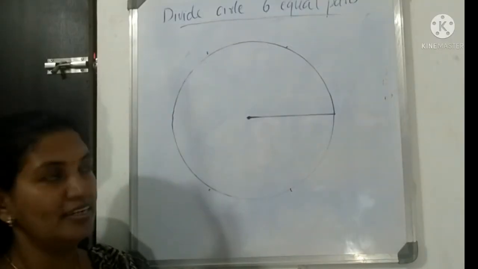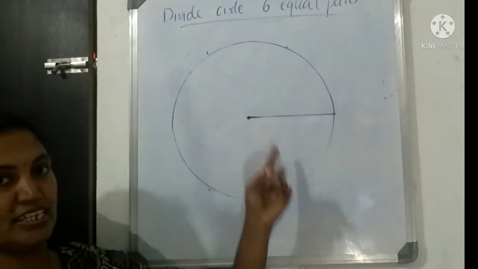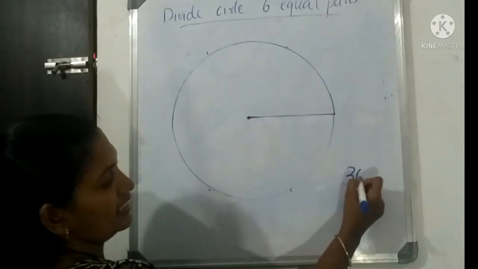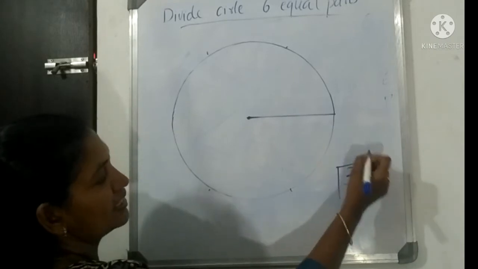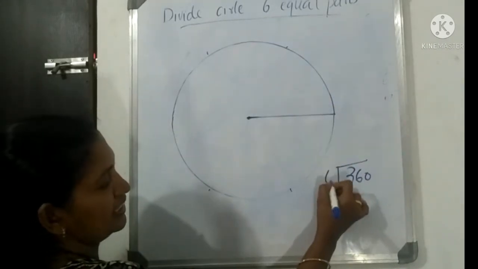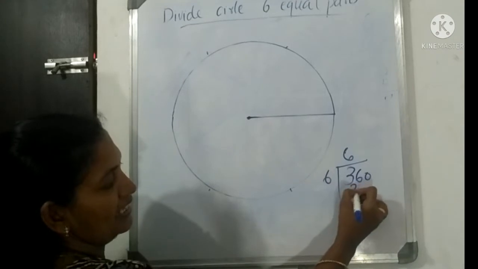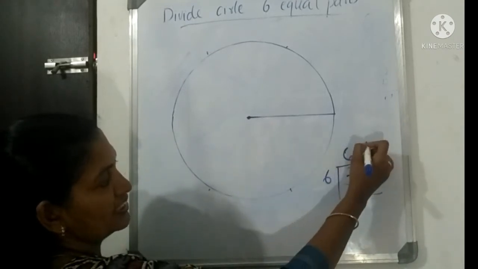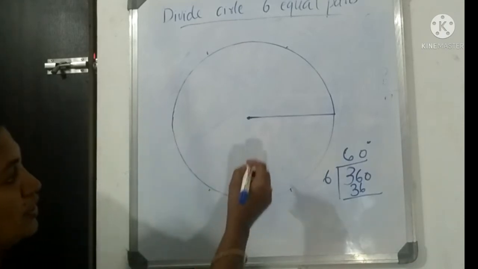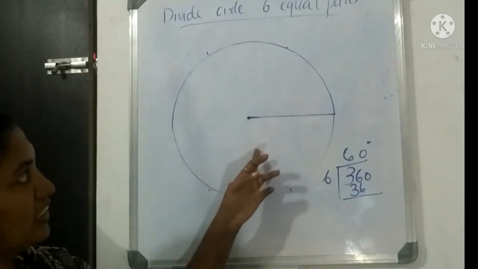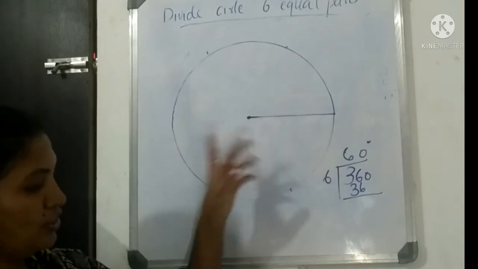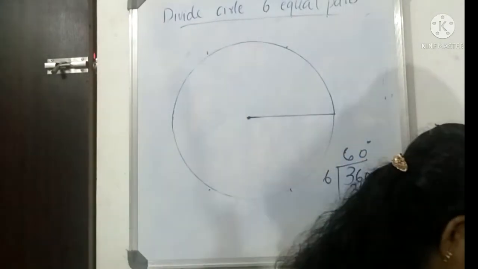Next question. Divide the circle into 6 equal parts. So first, 360 degrees divided by 6. 6 6s are 36, then 0. So we got 60 degrees. If you divide this circle into 6 equal parts, one angle will be 60 degrees. So let us divide it with the protractor.